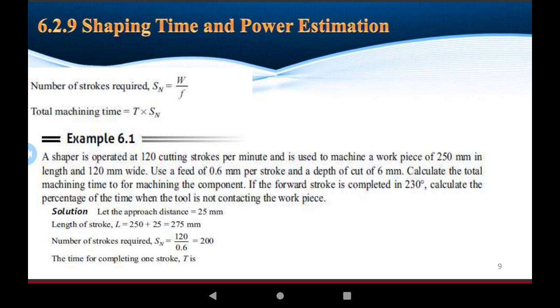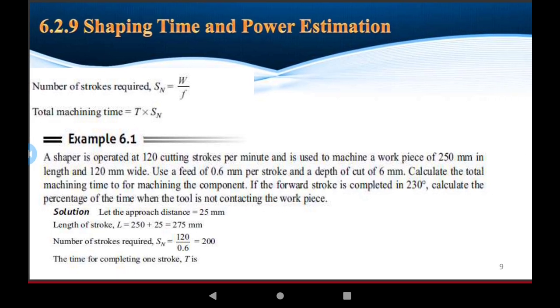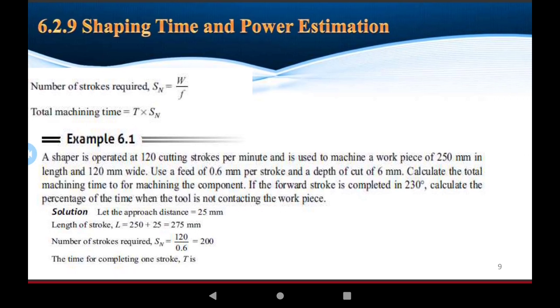Okay, the number of strokes required for this operation. The number of cutting strokes is given as 120. The cutting strokes 120 upon the feed 0.6, and solving this, the value is 200. Okay, 200. This is 200, and the time for completing one stroke is capital T.